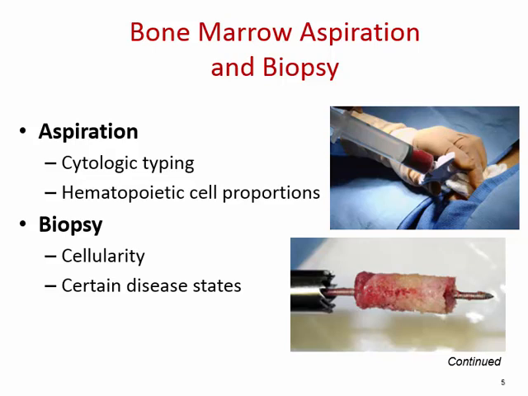So you would be able to identify whether or not, for example, this type of cancer cell is present, that type of cancer cell is present. You would be able to do those. That's the aspiration. You are aspirating the liquid marrow coming in.